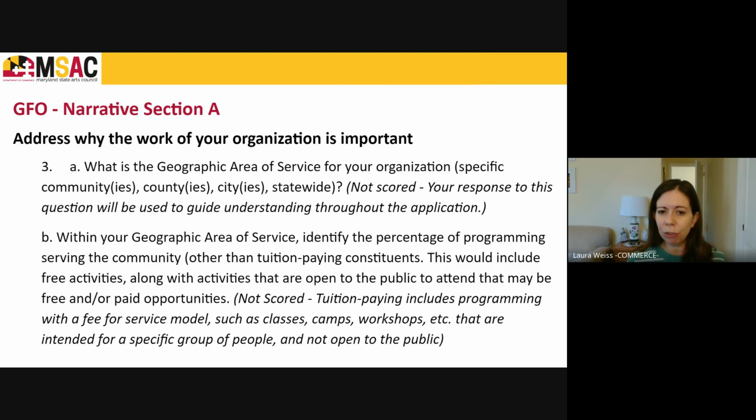So what we mean by tuition paying constituents, that's really looking at programming that has a fee for service model. So thinking about any kind of classes, camps, workshops, things like that, where a specific constituent is paying to participate in that class or that camp or what have you. That's really intended for a specific group, and it's not necessarily open to the public. So that's what we're trying to get at with this question here. Again, it's not scored. It's just an informational piece.